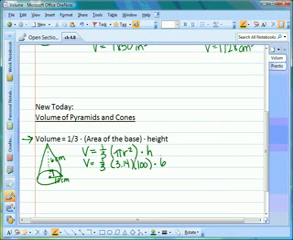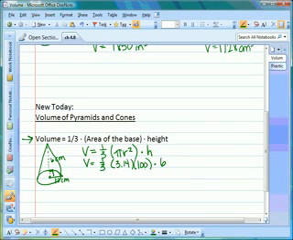Now remember, on your calculator you have that fraction button. So you can either use the fraction button when you push this into your calculator, or you can multiply 3.14 times 100 times 6 and then divide by 3. Either way will work. If you use your fraction button, you're probably going to get a fraction in your answer, and that's okay.